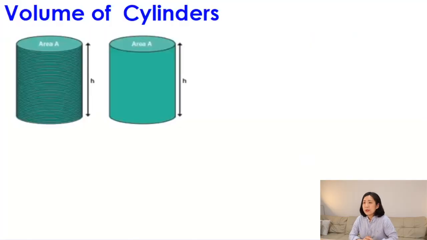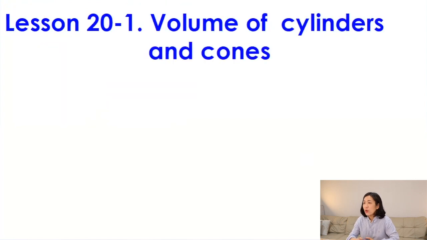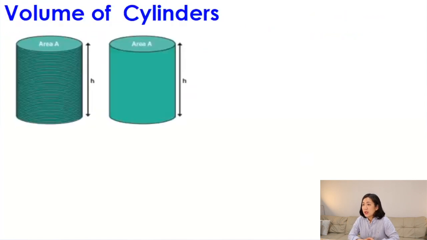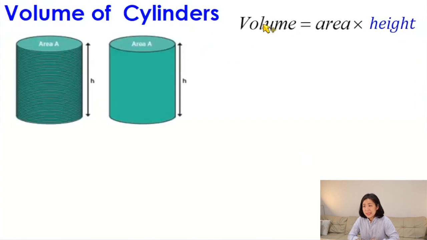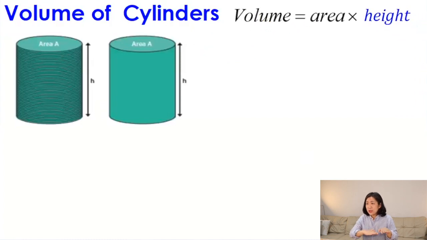So here we go. First of all, have a look at the volume of the cylinder. You all remember how to find the volume of a prism, right? The volume of a prism is the area of the base times the height. That is how we find the volume of a prism. Now have a look at this one. This is a cylinder. As you notice, what shape is the base? The base is a circle, right?